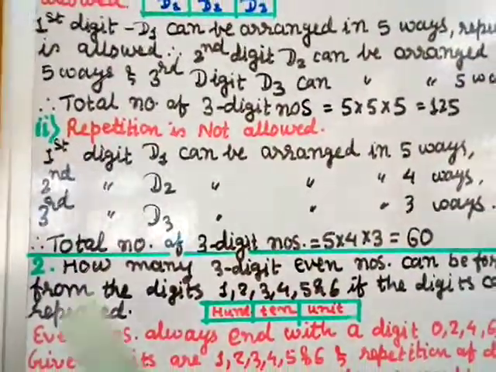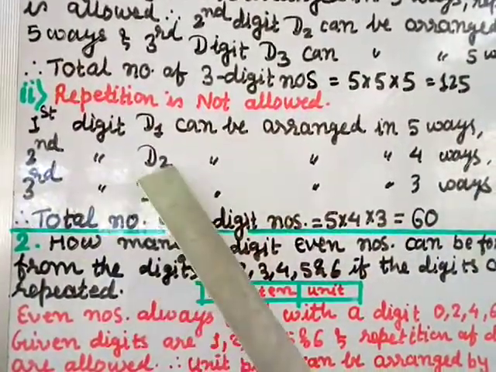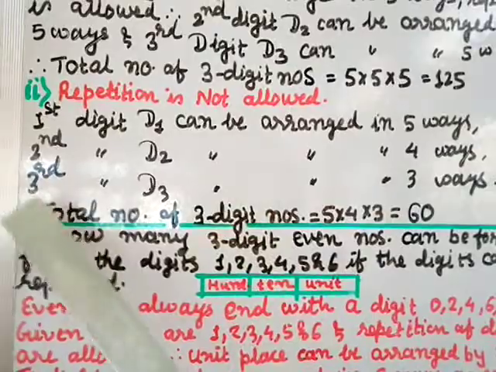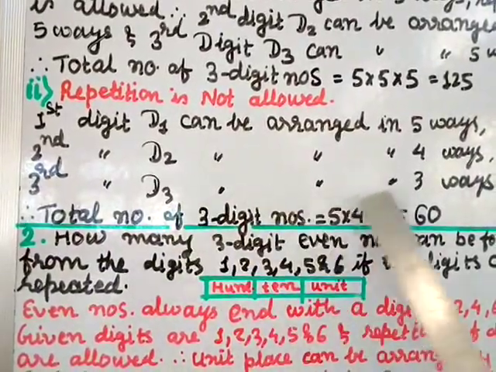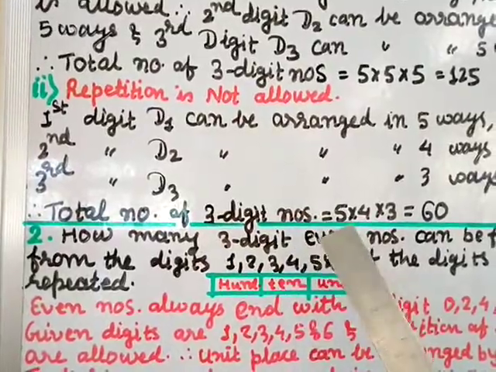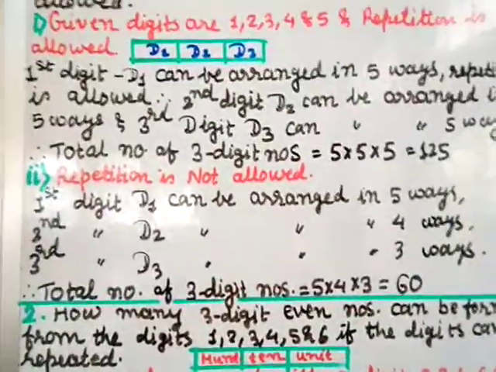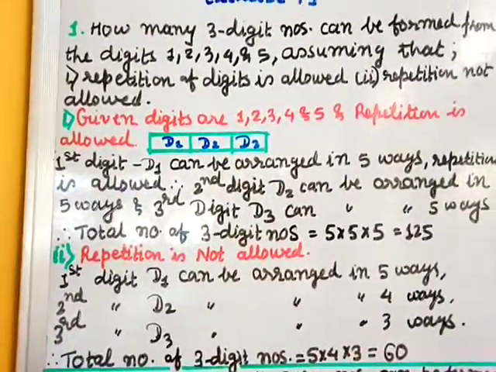So we can write here, first digit D1 can be arranged in 5 ways, second digit D2 can be arranged in 4 ways, third digit D3 can be arranged in 3 ways. Therefore the total number of 3 digit numbers will be 5 into 4 into 3, which gives you 60. So that is the solution for question number 1.